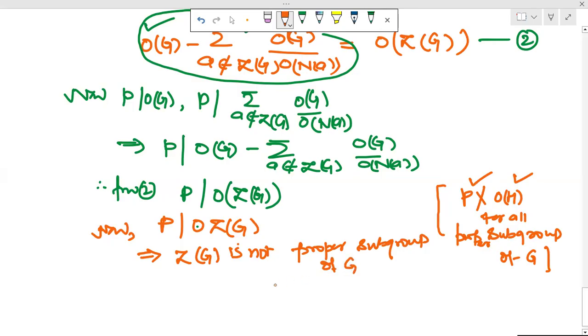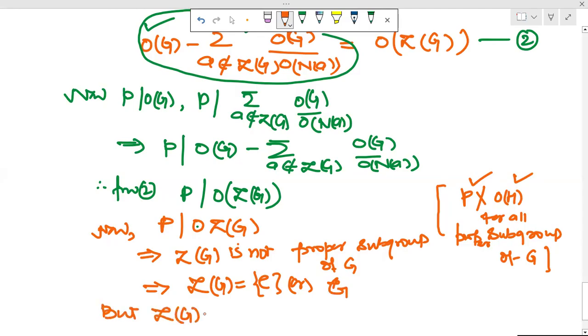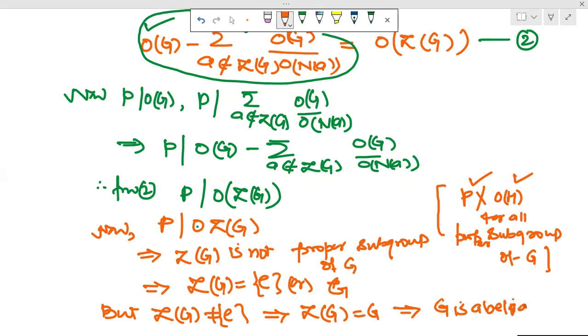If this is not a proper subgroup of G, this means that Z(G) is either E or is equal to G. But Z(G) is not equal to E, so we are not taking it. This means that Z(G) is equal to G. So this is G, and this means that G is abelian.